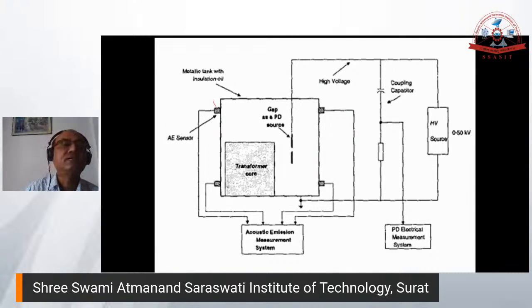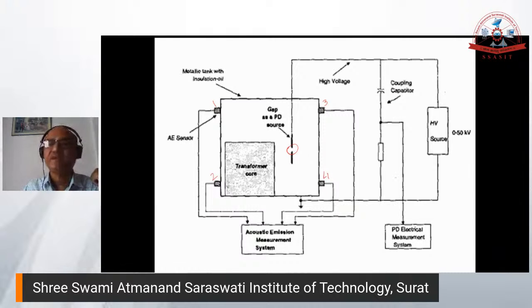So you can see in this case, this is sensor number 1, then sensor number 2, sensor number 3, sensor number 4. Four sensors are placed, and this is the source of the pulse. They are connected through this supply. This is the high voltage supply, and this circuit has a combined electrical measurement, right? So this side is the coupling capacitor.